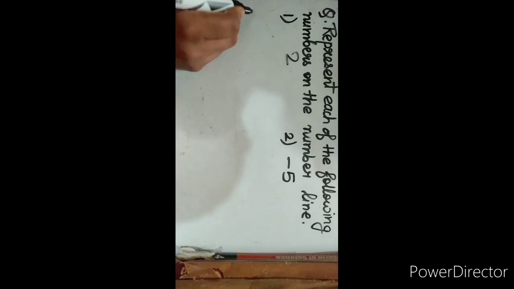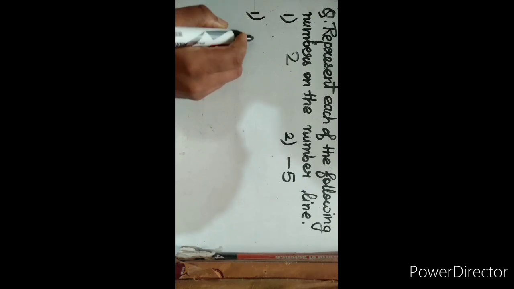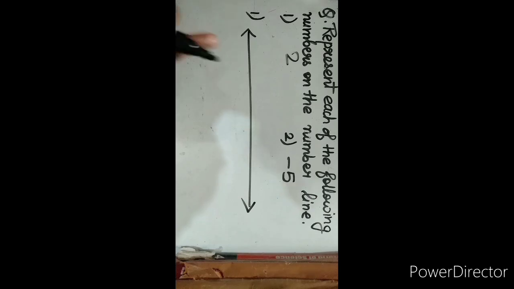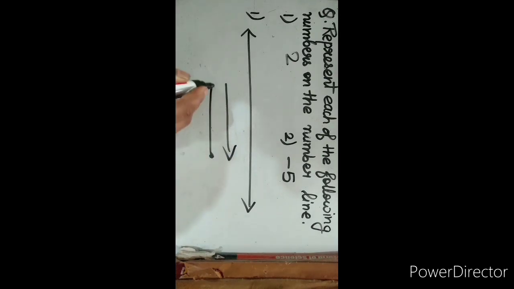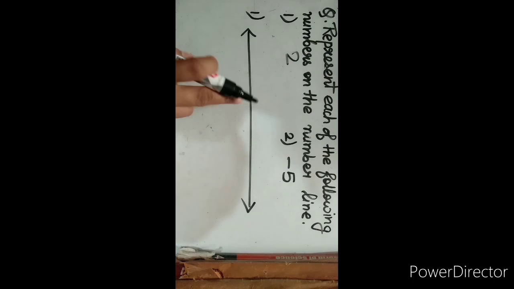So firstly, the first number in the question is 2. We have to represent 2 on the number line. So please firstly draw a line. Always remember that you have to draw a line, not a line segment or a ray. This is a line segment with two end points, and this is a ray with one side arrow. So you don't have to draw a ray or a line segment. You have to draw a line. So we have a line here.